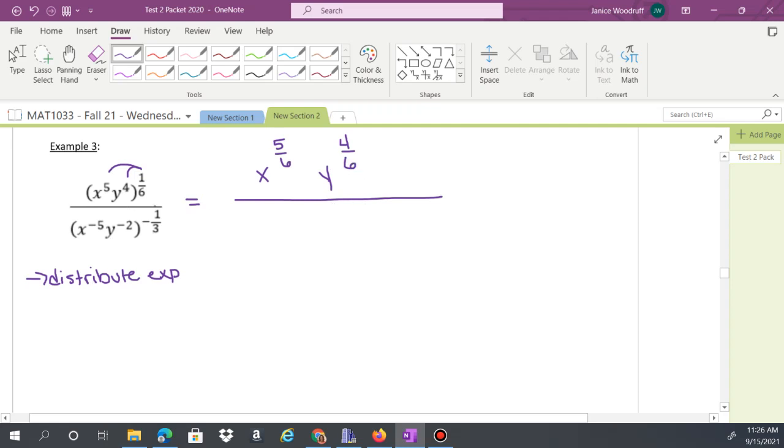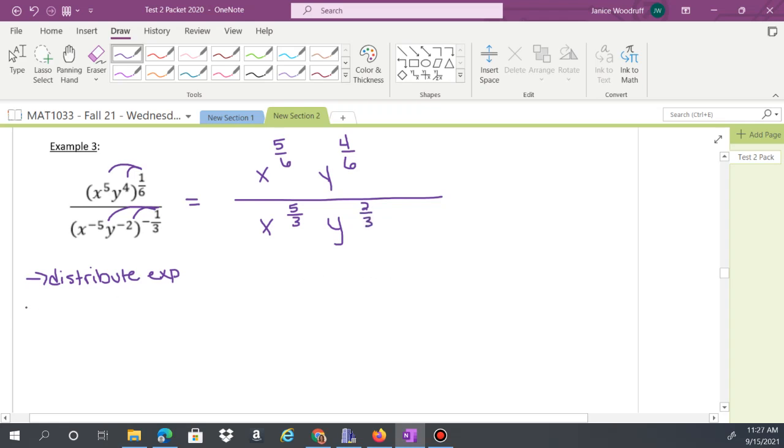Okay, then on the bottom, I distribute the negative 1/3. So this is going to be x to the negative 5 times negative 1 will give us a positive 5/3. And then y to the negative 2 times negative 1, positive 2/3.